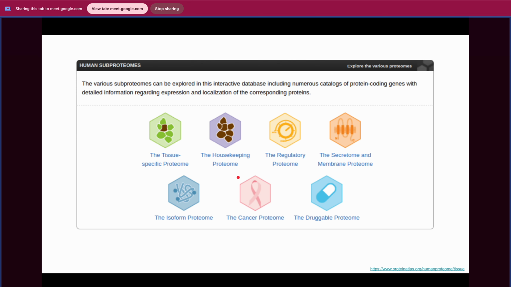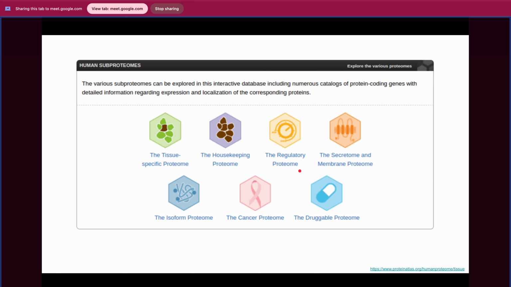And then in the bottom of this tissue section, you will find human subproteomes. So other than this particular proteome, you can also explore the subproteome level, which is the tissue specific proteome, the housekeeping proteome, the regulatory proteome, the secretome and membrane proteome. So in this, they have further categorized these protein coding genes into multiple sections. For example, if there are some proteins which have the housekeeping function, which have to be expressed always, which have to be turned on always, they come under housekeeping and it will always be expressed.